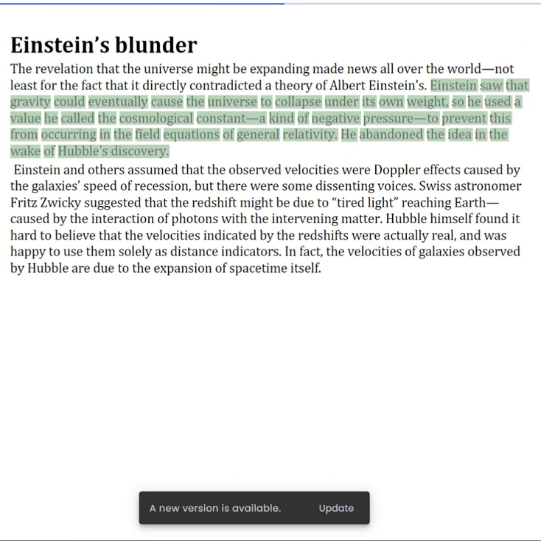Einstein saw that gravity could eventually cause the universe to collapse under its own weight, so he used a value he called the cosmological constant, a kind of negative pressure, to prevent this from occurring in the field equations of general relativity. He abandoned the idea in the wake of Hubble's discovery.